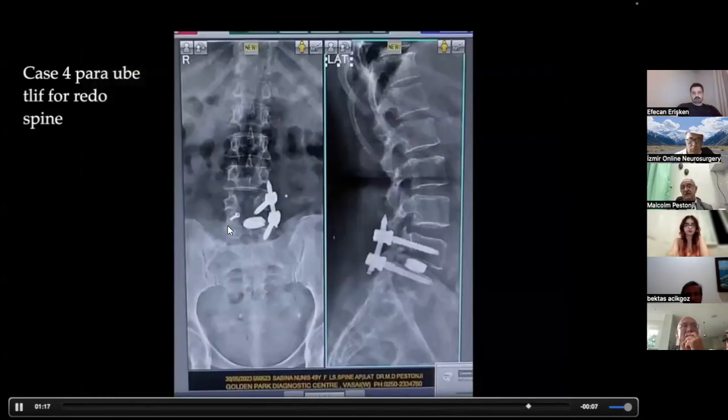And since this facet was fused, I didn't remove this facet screw. I just took this corridor, put in my cage and locked it up from one side because the other side God has already fused for me. That is one of the reasons why I could not push this cage deeper. No way, I didn't have the chance because there was no expansion over here.